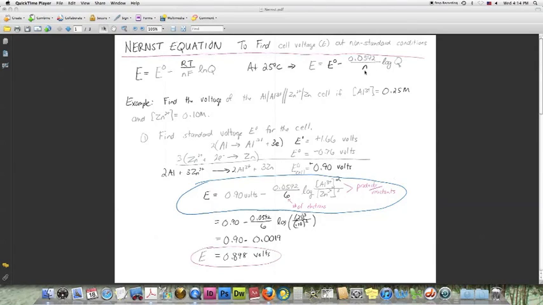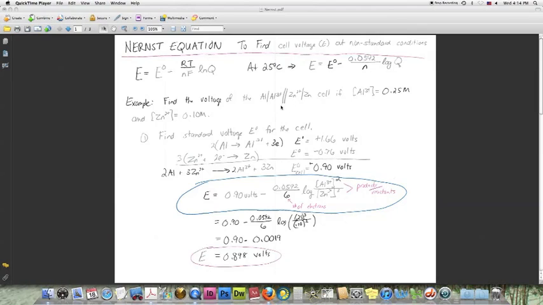The only thing you have to know how to plug in is n, which is the number of electrons that are involved in either the oxidation or the reduction. And you also have to know that Q is just like when we're doing equilibrium problems: the same kind of ratio, products over reactants.